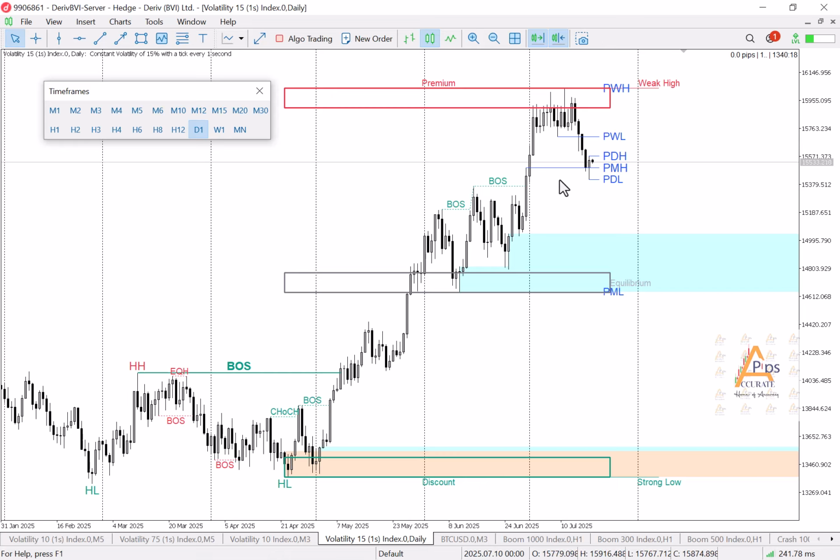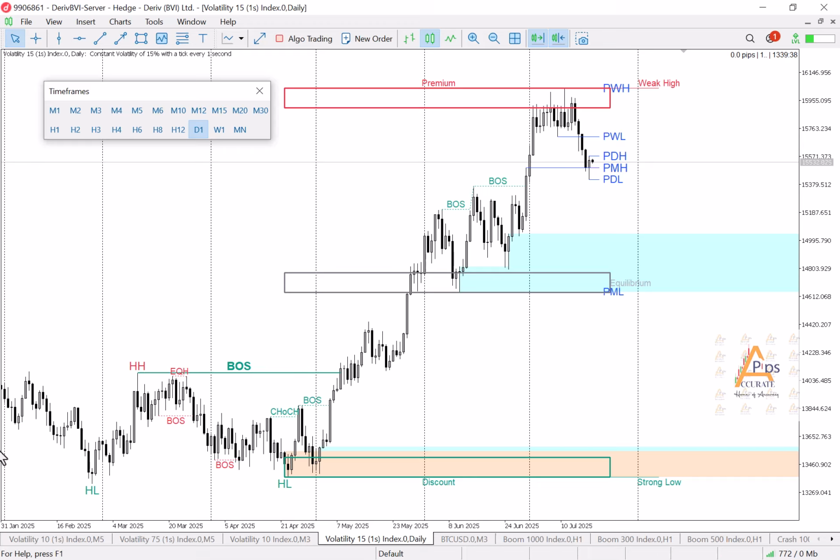Now let me explain this. Where we have this bold BOS, the bold is the external structure, the overall structure. Then the change of character and the BOS in lighter ink is our internal structure. Now, our internal structure is showing us a bullish move, and our overall structure is also showing us a bullish move on the daily time frame, which means that all in all, we are bullish on this particular asset, Volatility 15, on the higher time frame.